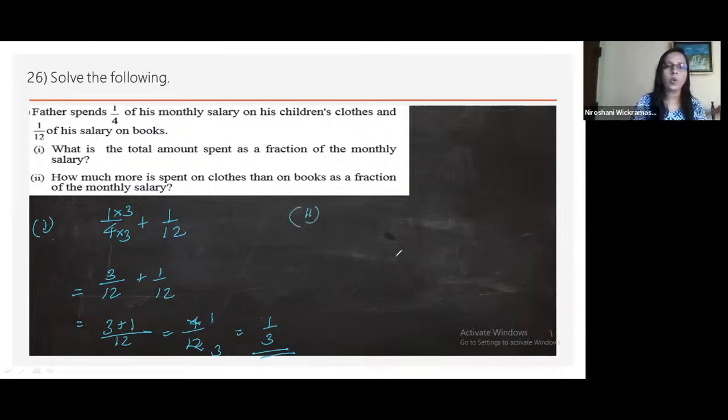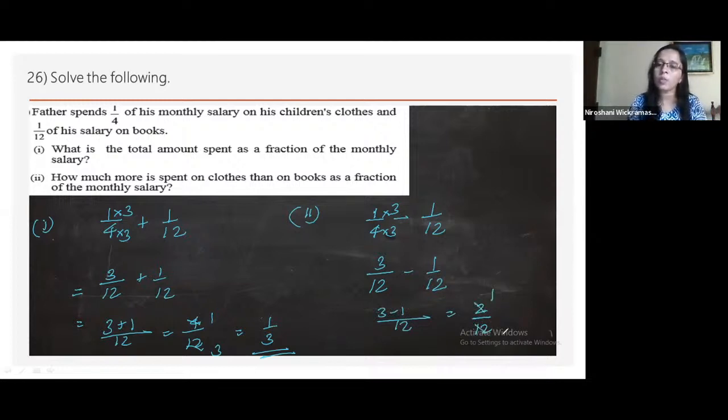Second one. How much more is spent on clothes than on books as a fraction of monthly salary? It means clothes more than books, no? Then from fraction of clothes, how much here? 1/4. Minus books, you can subtract 1 over 12. You have to subtract it. This is by 3, this is by 3. 3 over 12 minus 1 over 12. So common denominator 12. 3 minus 1. That is 2 over 12. Even you can simplify over the line. How many 2's? 1. Below the line, how many 2's? 6. You can simplify and keep the answer. Answer is 1 over 6.